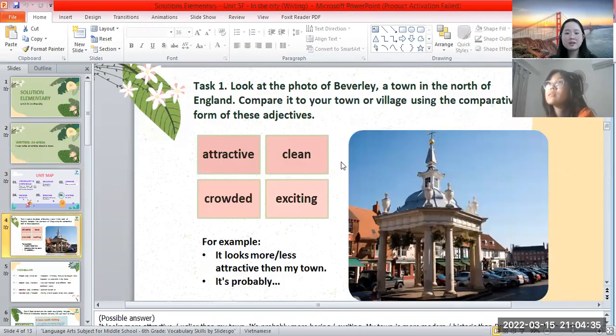Okay, for the first one, now look at the photo of Beverly. Beverly is a town in the north of England, and can you compare Beverly to your town by using the comparative form of these adjectives? So we have 4 adjectives here. We have attractive, we have clean, we have crowded, and we have exciting. Now you look at this photo and then compare to your town.